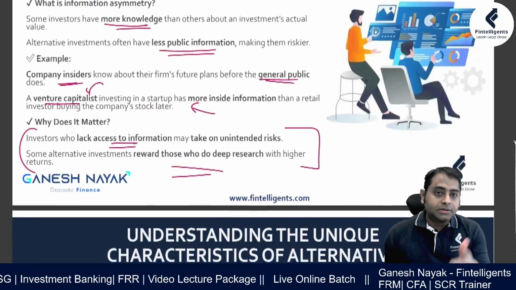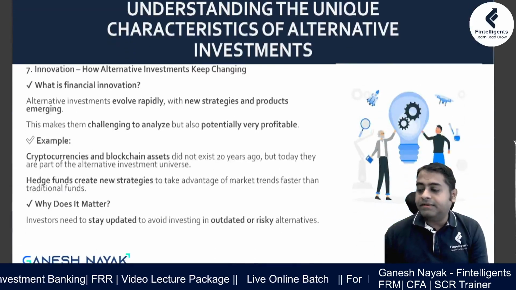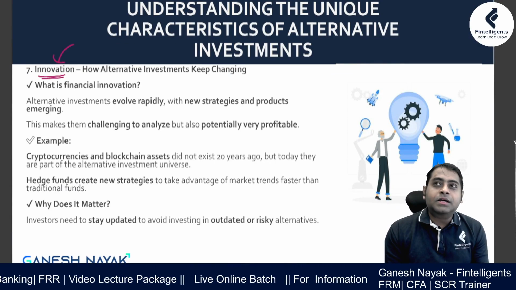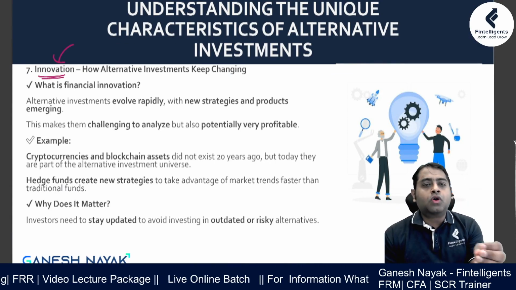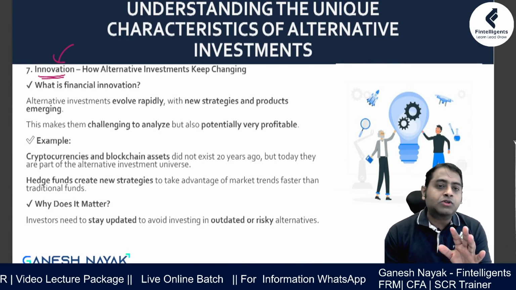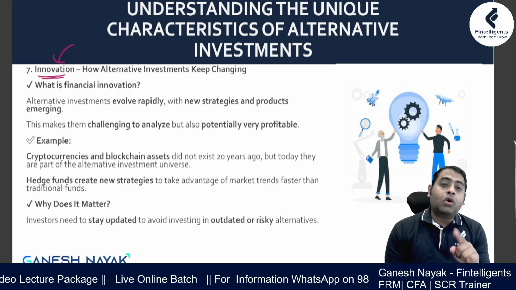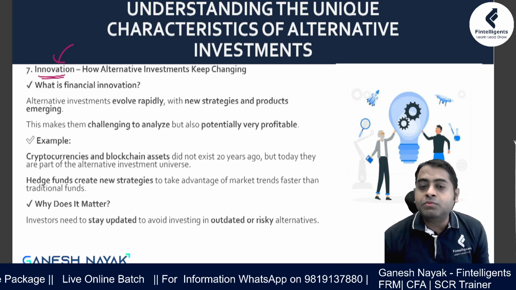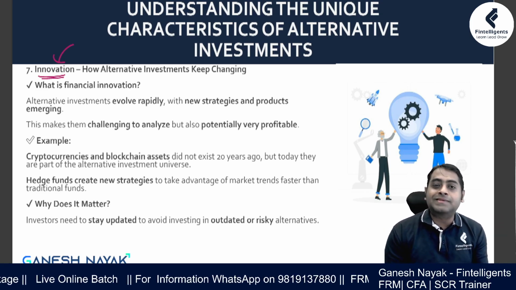Okay, sixth point we have covered. Seventh, innovation. Now, if you look at the traditional market, like investing into a stock or bond, for the last 50-60 years, it has almost been the same. But when you look at alternative investment, new products are coming in. For example, real estate investment trust, which was not there previously.